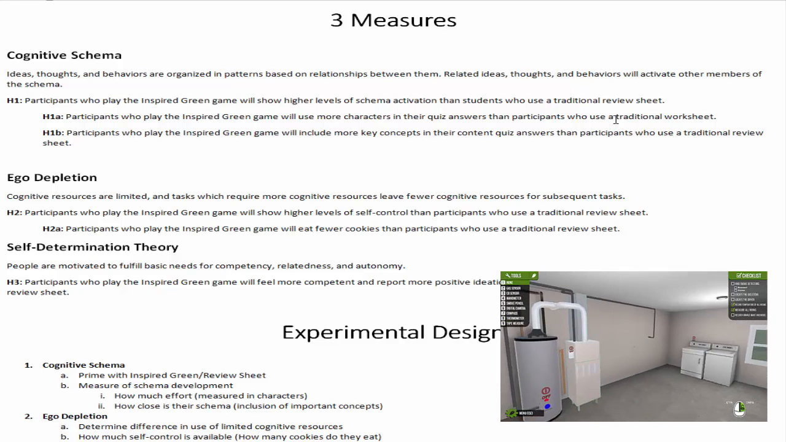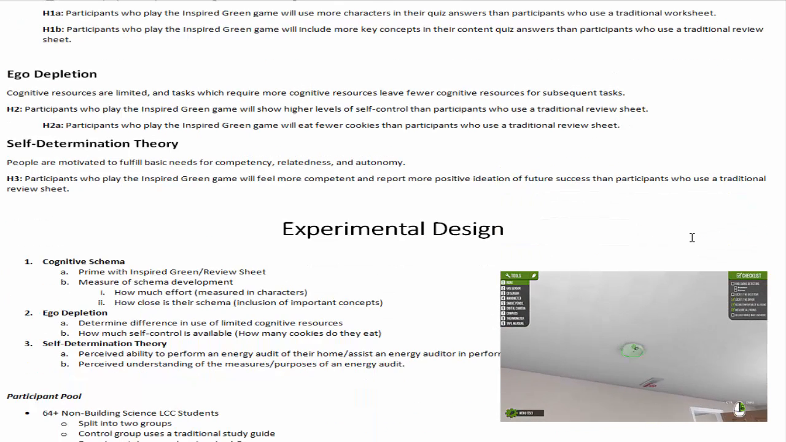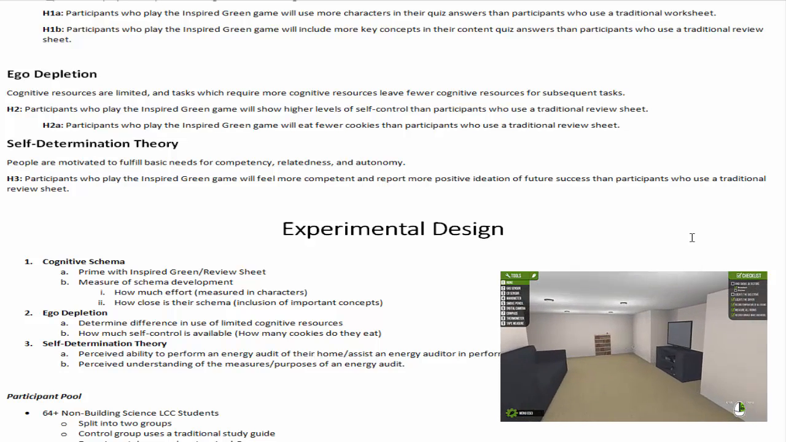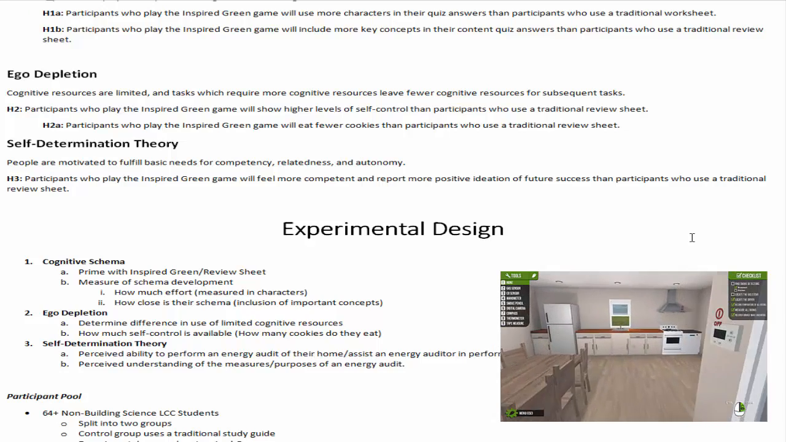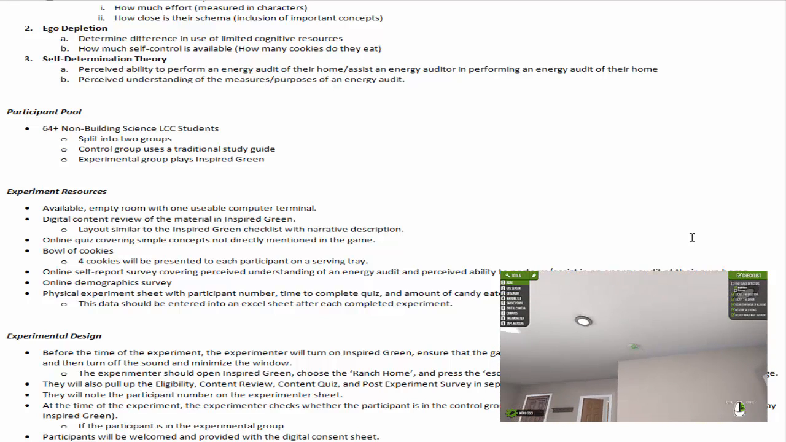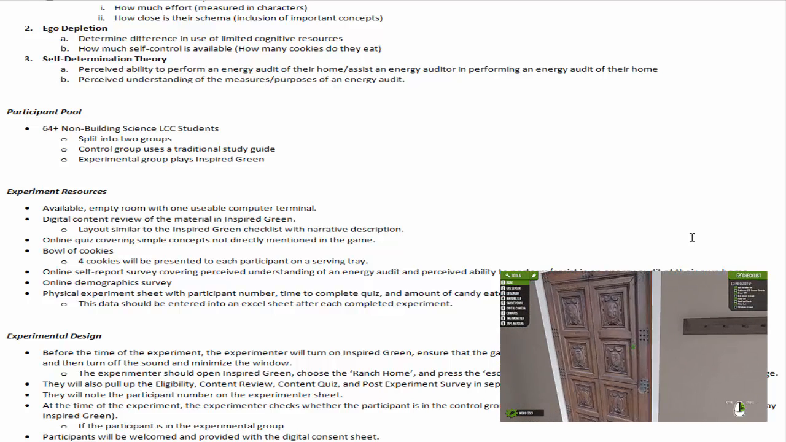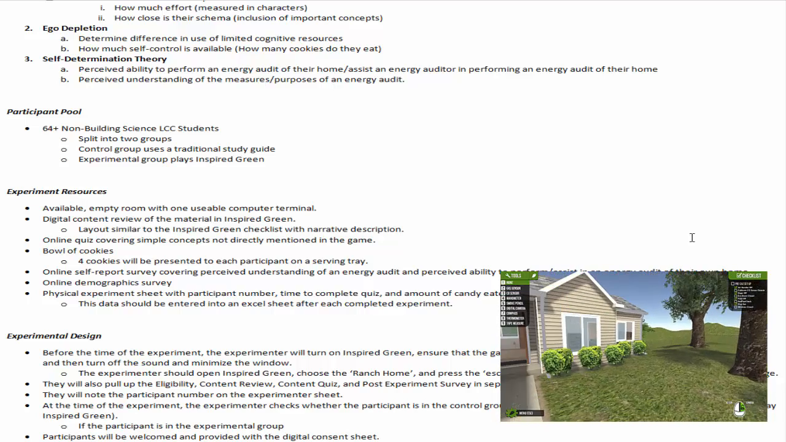And I also used self-determination theory to see whether students who used the game or used the content review sheet reported any significant changes in their ideation of future success as a residential energy auditor. I used students who were part of the LCC AEET 120 class, which is one of the classes which this game will be used in. I also developed a version of the experiment for use with students who are not part of the building science program, simply because there were more students that were available.